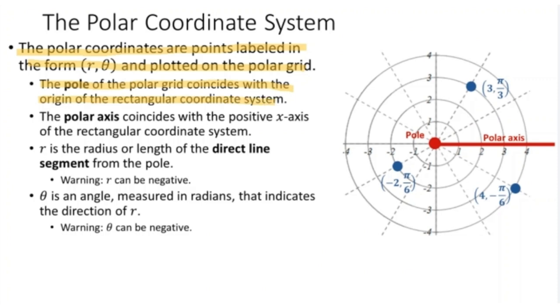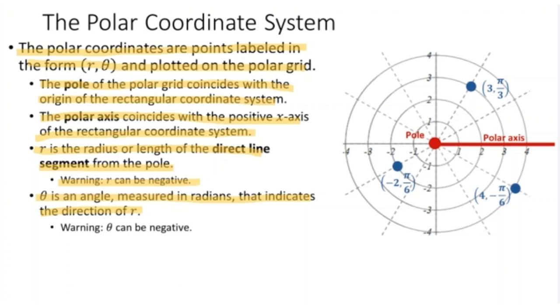So we can think of the pole as the center of our polar coordinate system. The polar axis coincides with the positive x-axis of the rectangular coordinate system. The first component of our polar coordinates is r. r is the radius or length of the directed line segment from the pole. We'll talk more about what we mean by directed line segment later, and it ties in with the warning that r can be negative.